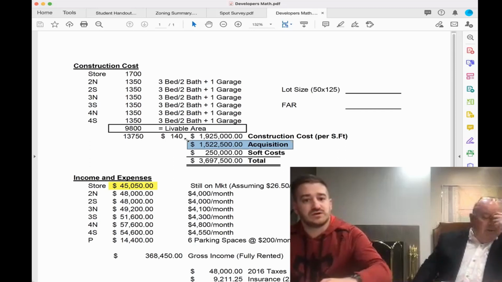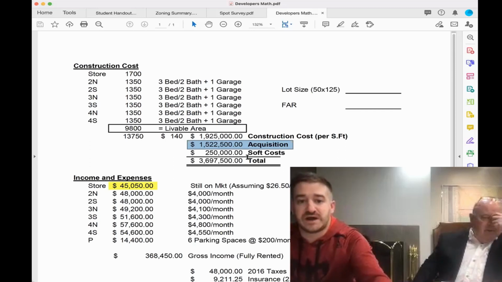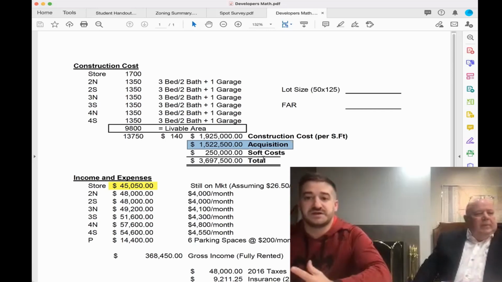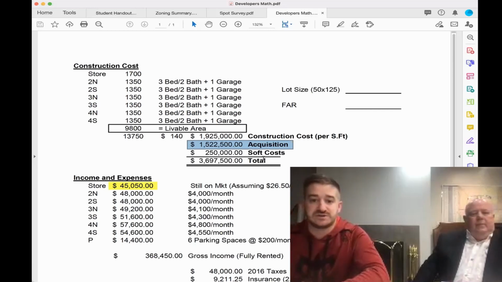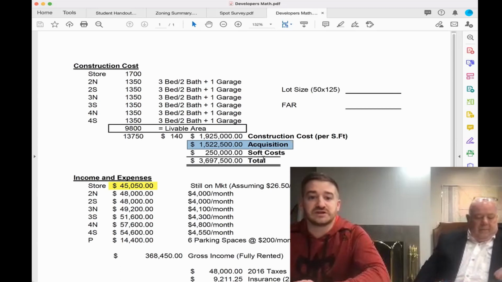Which then gets you into acquisition and how these developers analyze their acquisition costs. It's one of two ways. They look at what the price per square foot is for the land, or they look at the price per unit. So if the guy bought this property for $1,522,500, what did he pay as a price per square foot for the land?